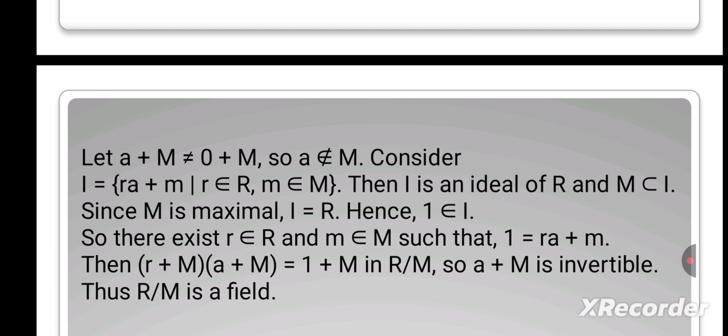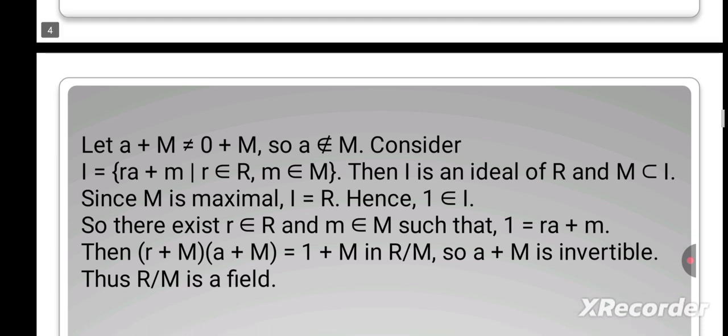Consider I equal to the set of ra plus m such that r belongs to R, m belongs to M. Then I is an ideal of R and M is contained in I. Since M is maximal, I should be equal to R, hence 1 belongs to I. So there exist r belongs to R and m belongs to M such that 1 is equal to ra plus m. Then r plus M into a plus M is equal to 1 plus M in R/M. So a plus M is invertible, thus R/M is a field.